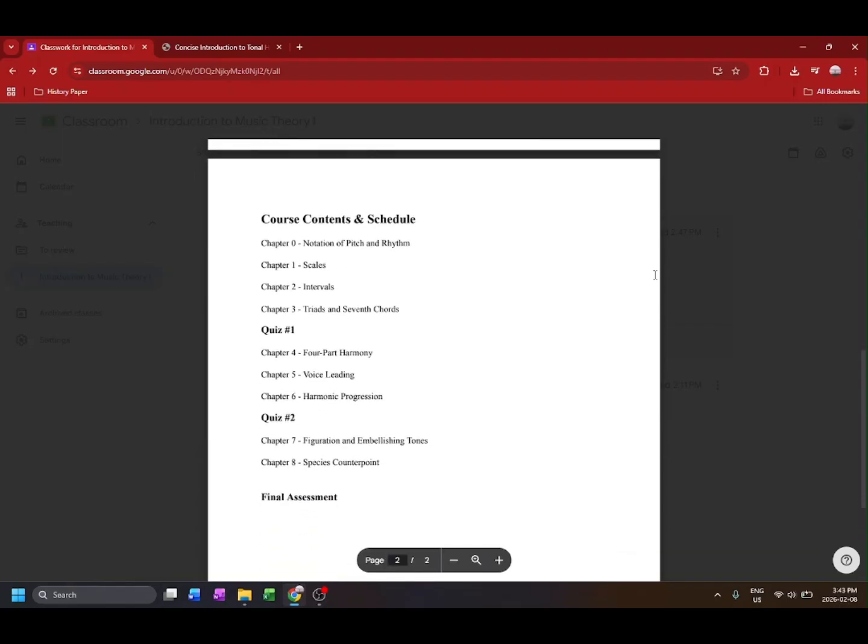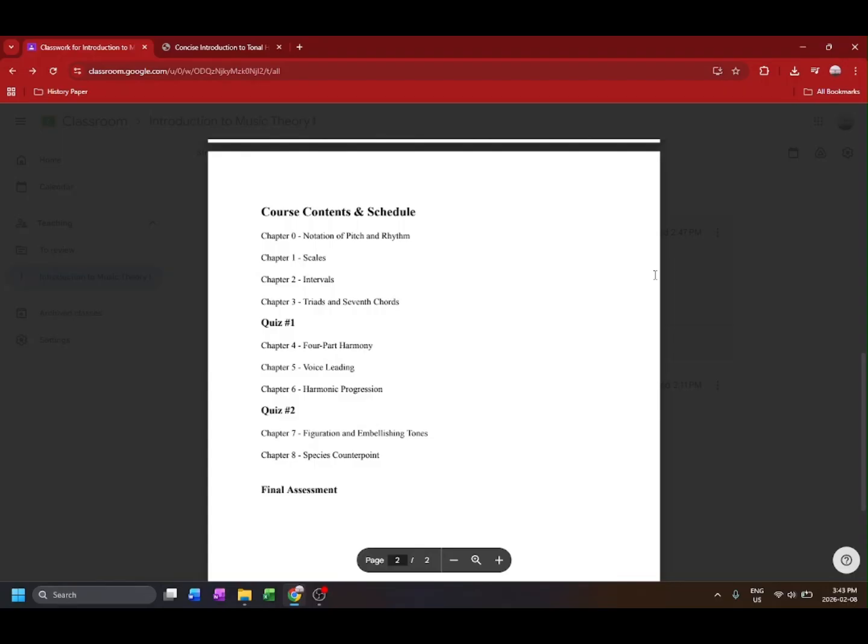And then finally here, I just have a breakdown of the contents of the course. Starting with chapter 0, strangely, is how the book starts, on notation, pitch, and rhythm that we'll go through today. We'll see if we can get through all of it. Chapter 1, 2, 3. After that, the quiz will be posted, but you can complete quiz 1. Then we'll do chapter 4, 5, 6, quiz 2, finish with chapter 7 and 8, and then we'll have our final assessment on all of the chapters combined together.